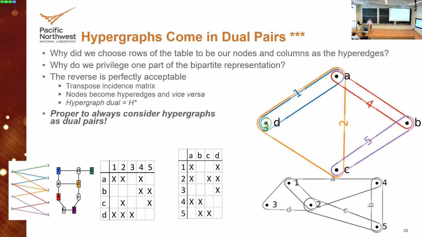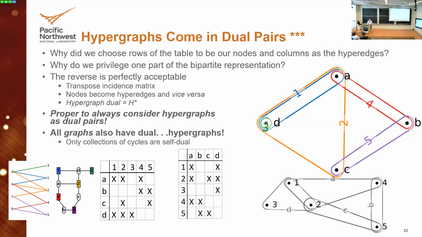Now wait a minute. I said that every graph's a hypergraph, right? So if every graph's a hypergraph, it follows that a graph actually comes in a dual pair as well. Well, all graphs also have duals. In almost all cases, the dual of a graph is a proper hypergraph, not a graph. In fact, a graph is itself dual only if it is a collection of cycles. Basically, it's a two-uniform hypergraph on the input, and the self form of that would be not two-uniform, but two-regular, a two-regular hypergraph on the other side. A two-regular hypergraph is one where every vertex is in two edges, as opposed to every edge having two vertices. So there you go.